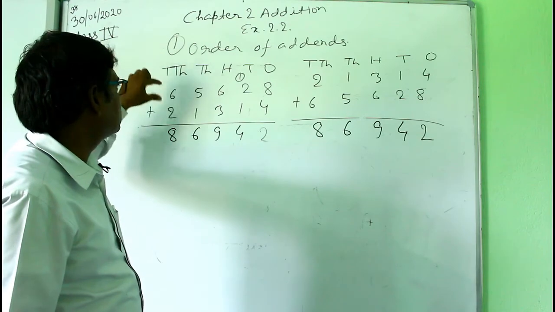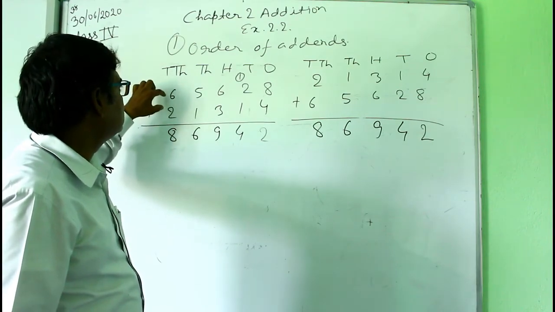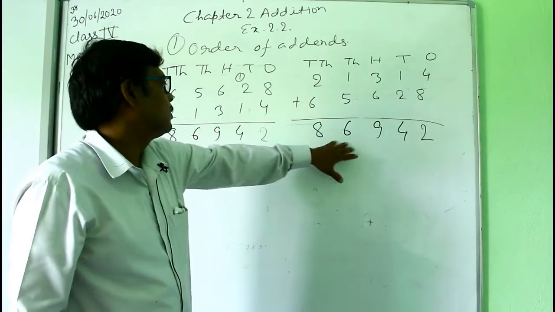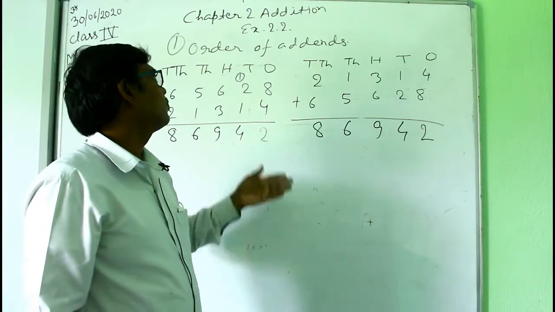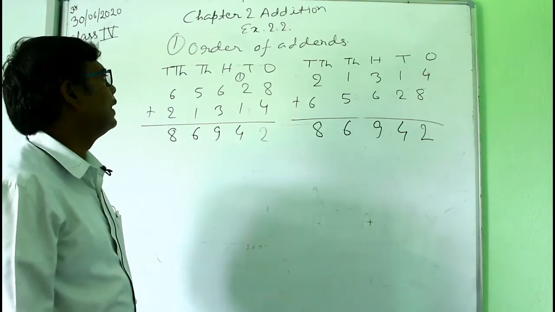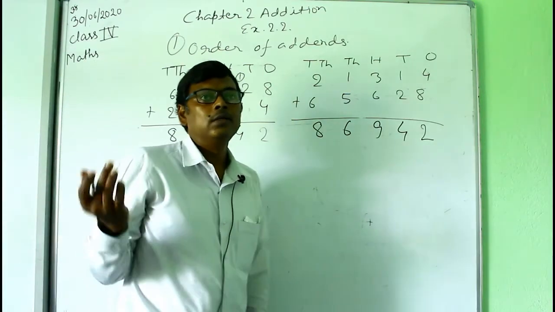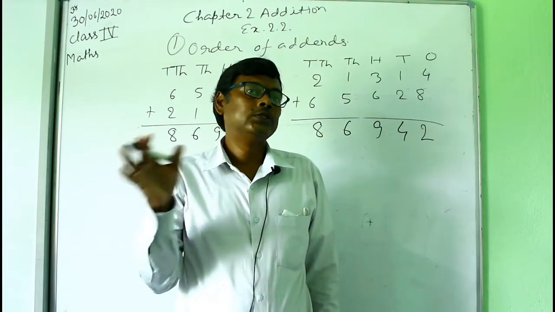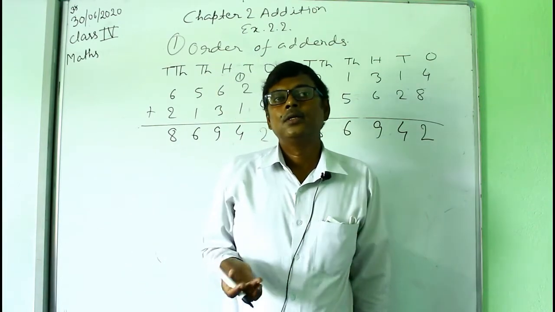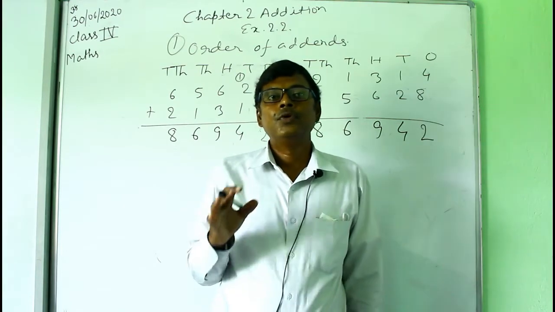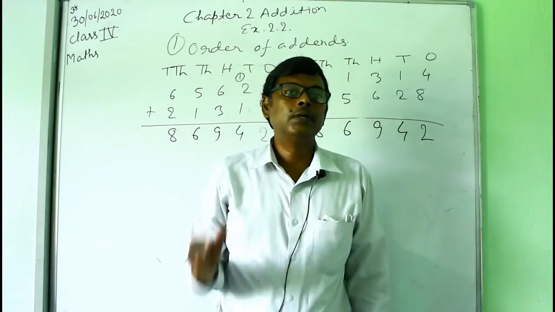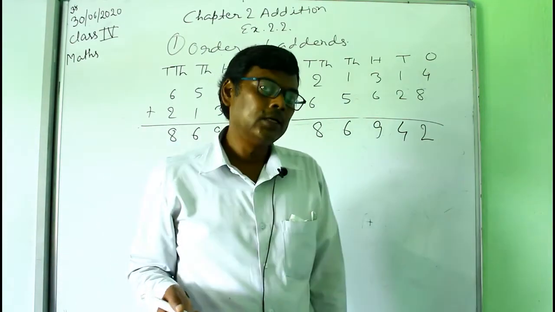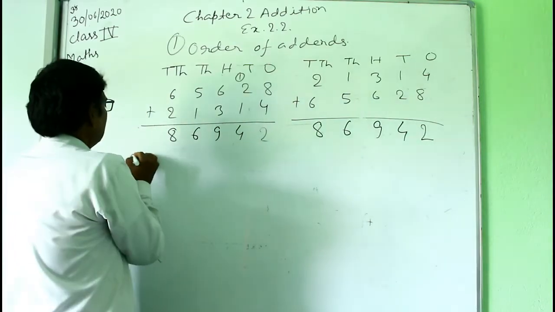So what happened here? When we changed the order of these numbers, these addends, the answer does not change. This is the property of the order of the addends: whenever you add two numbers or more numbers, and you change the order of the addends, the answer will remain the same. So remember this property. The next property is adding by grouping.